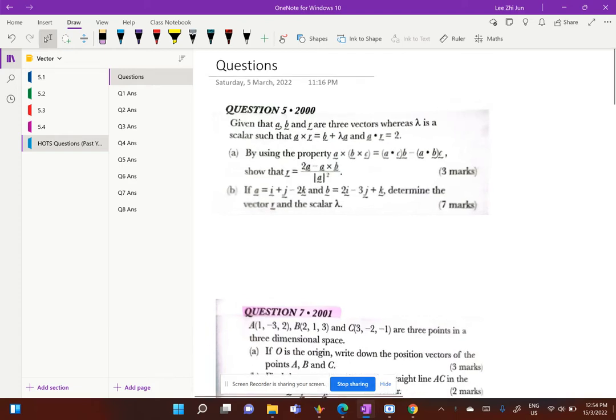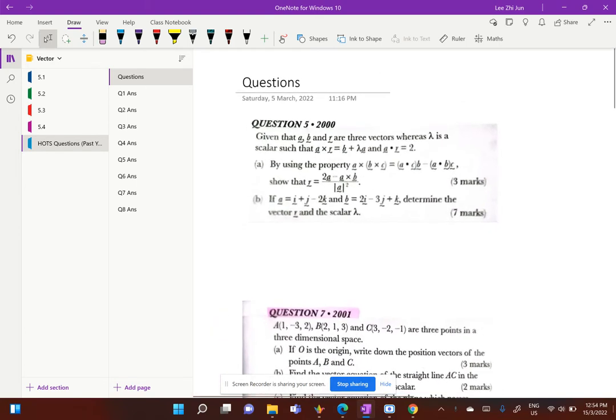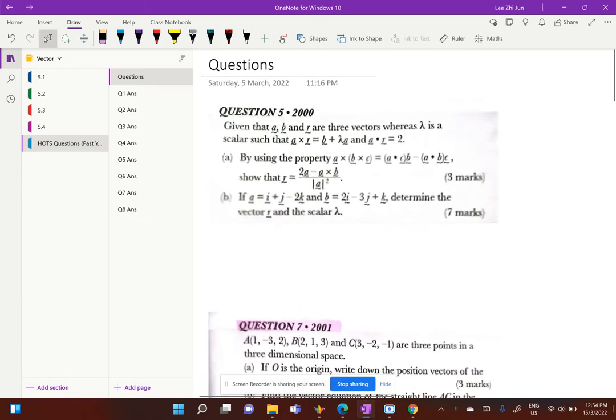Now I will discuss the hot questions which came out in past years. As you know, this chapter 5, Vector, will come in our PSPM 2022.